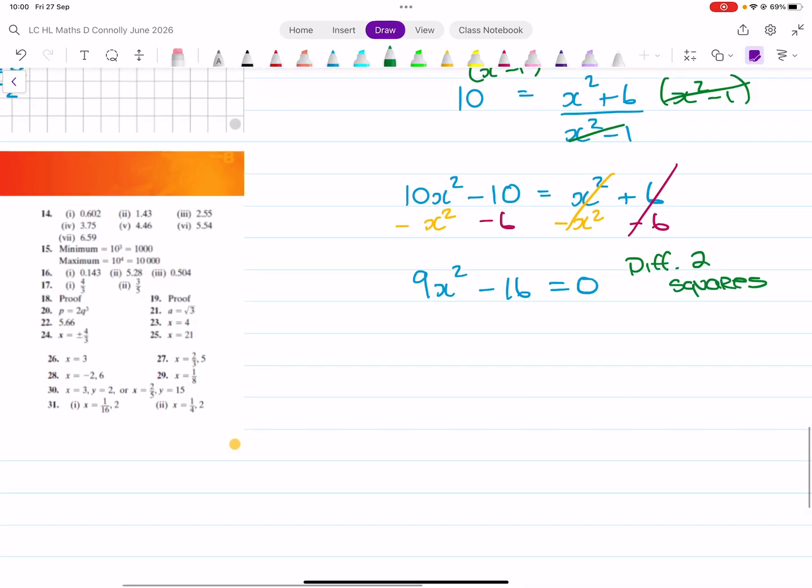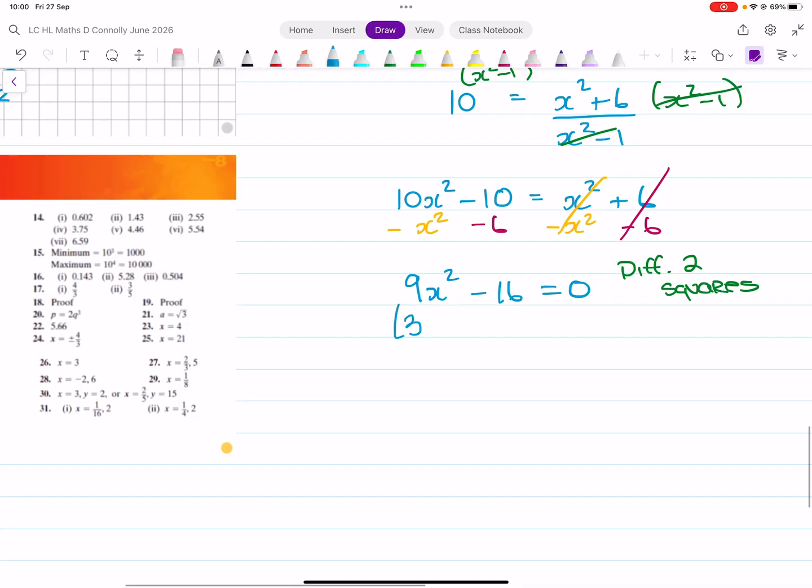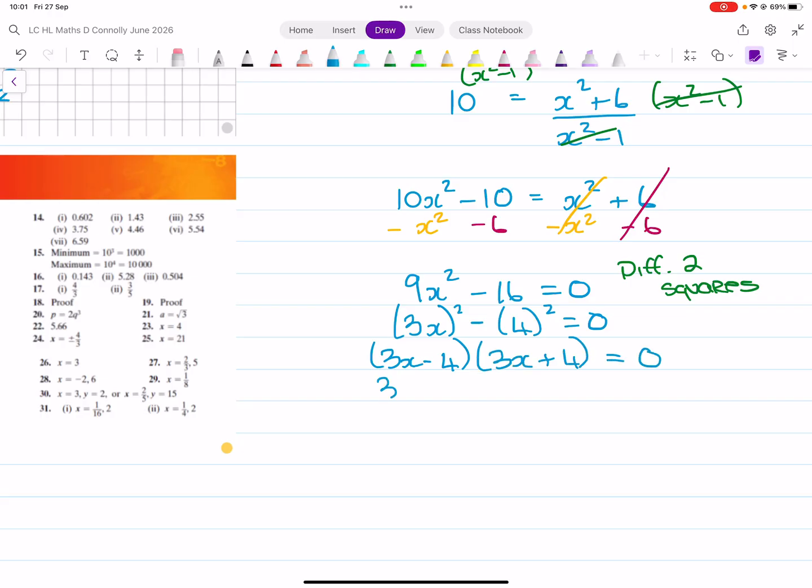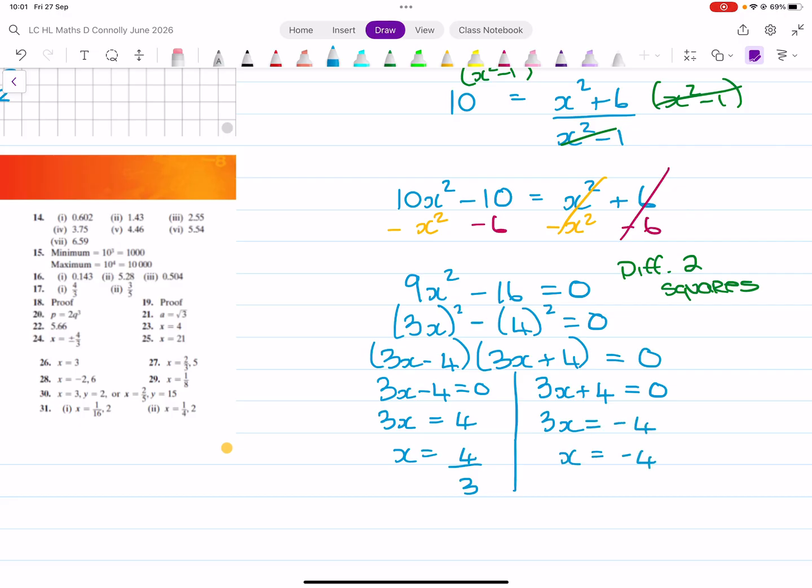So 9 is 3 squared, and x squared is x squared. 16 is 4 squared. And then you do first minus second, first plus second, and let each part equal 0. So that is 3x equals 4, x equals 4 over 3, and 3x equals minus 4, x is minus 4 over 3.